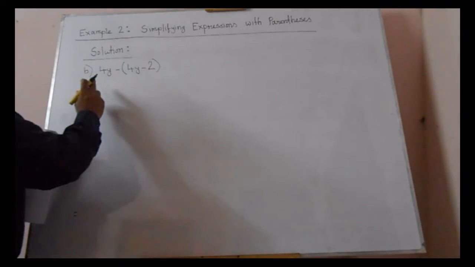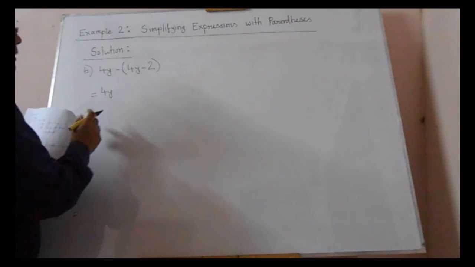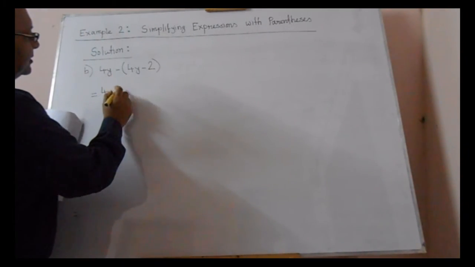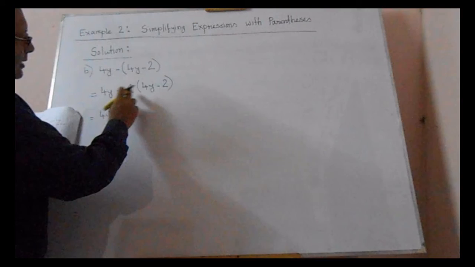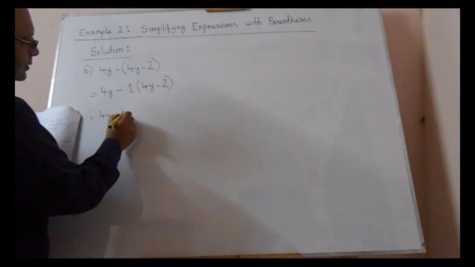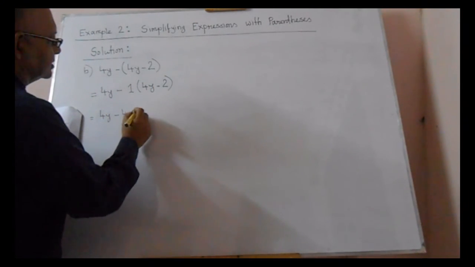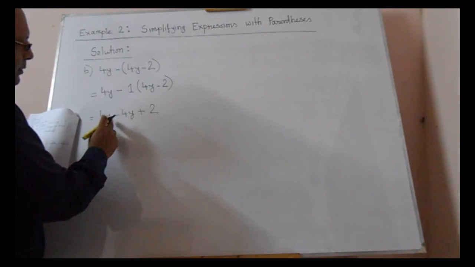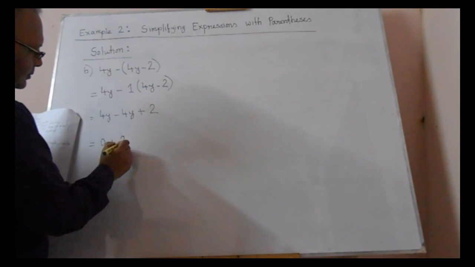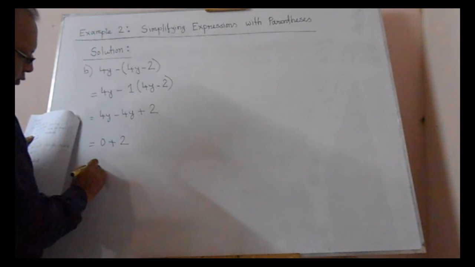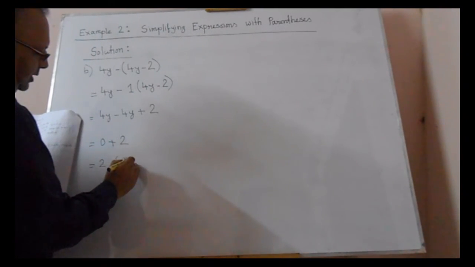This is part B of example 2. At first we are going to use identity property here. Negative 4y minus 1 times negative 2 equals plus 2. 4y minus 4y equals 0 plus 2 equals 2. Simplified.